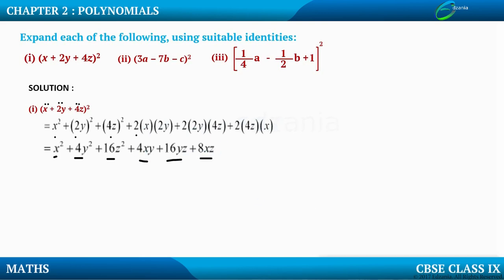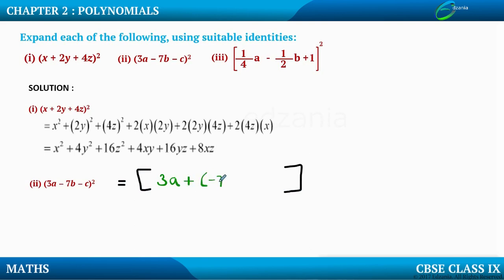So in this way, we are supposed to expand. Here is the next example. This example again is of the form (a + b + c) the whole square. But first of all, let me arrange this properly. I can write this down as 3a plus minus 7b plus minus c. So what I'm doing is I'm just writing this down in the form of (a + b + c) the whole square.